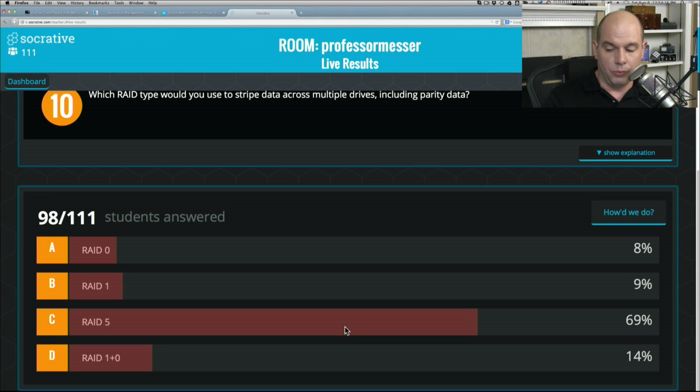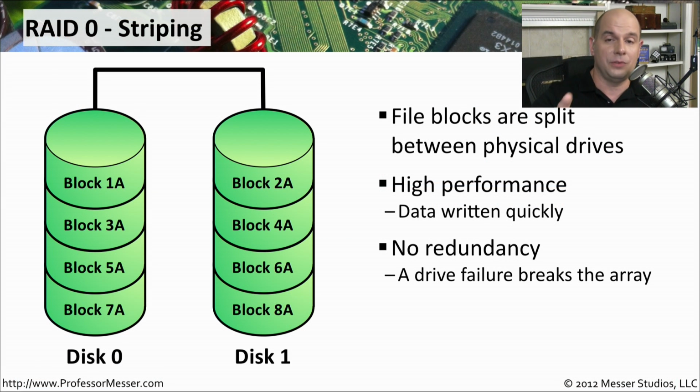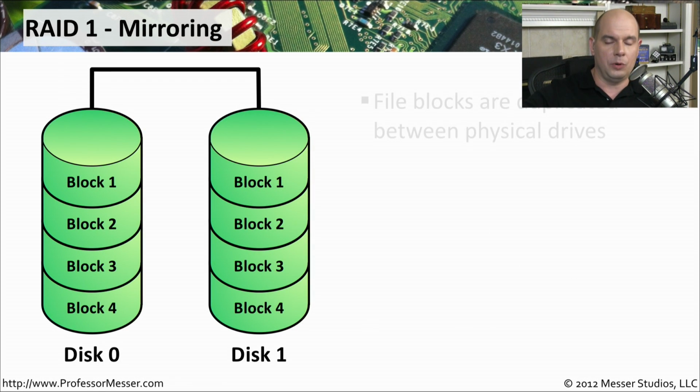Very quickly, I'll run you through the differences with these RAID types. If you were thinking RAID 0, RAID 0 certainly gives you some advantages. Certainly striping is there. So if you saw the word stripe, you said RAID 0. You'd be half correct, because I said stripe across multiple drives, including parity data. RAID 0 doesn't include any parity. There's no redundancy here. If you lose a drive, you lose all the data. It's really there for performance.